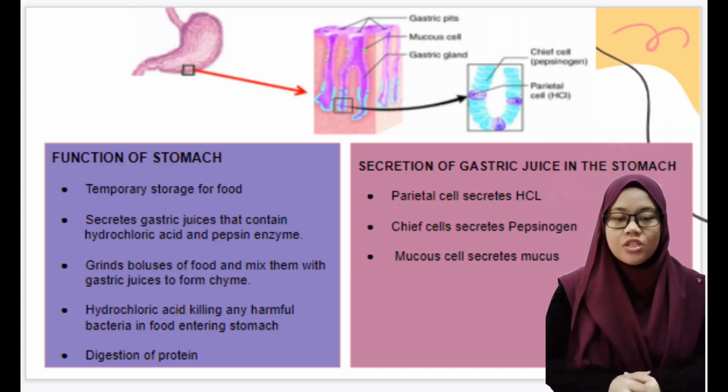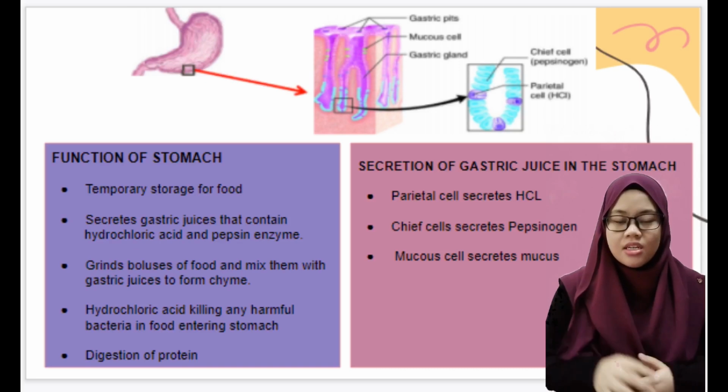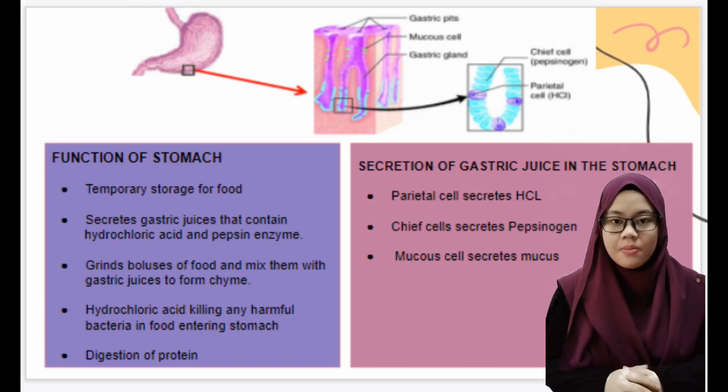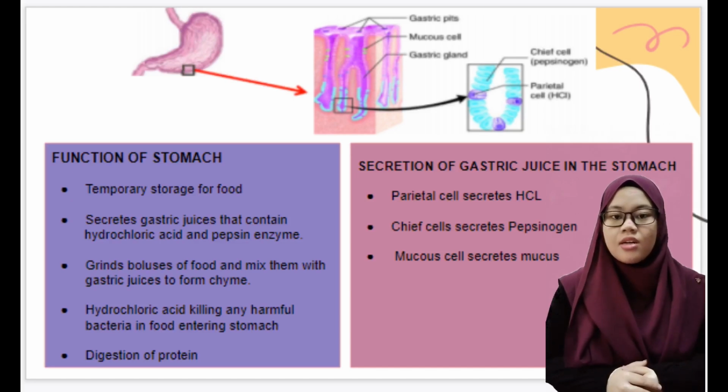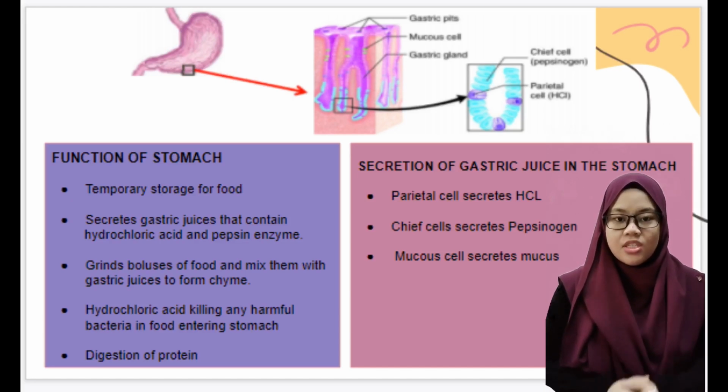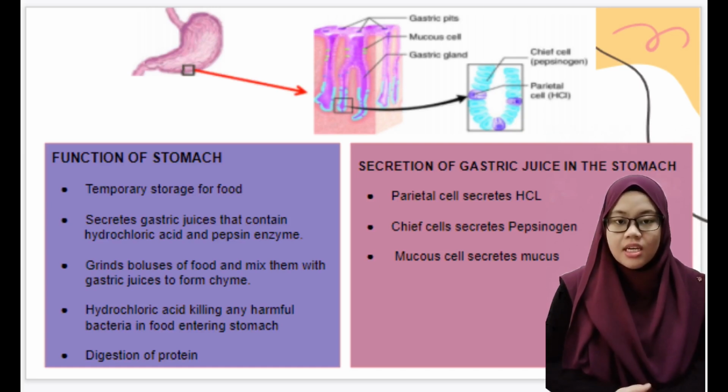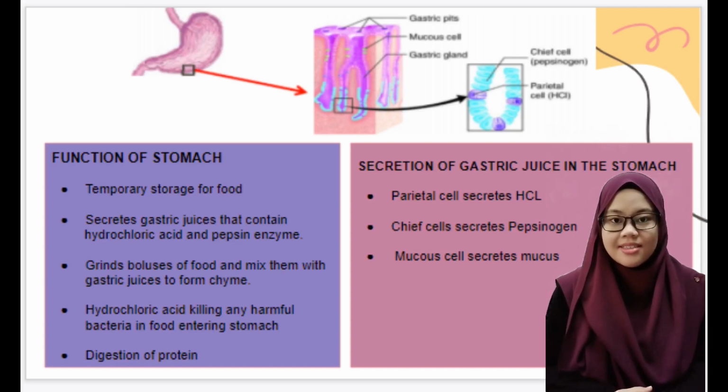The killing of bacteria that accidentally enter in the food also occurs in the stomach with the help of hydrochloric acid. It is because the pH of hydrochloric acid is below 3, where the bacteria cannot live. The last function is the stomach acts as a site of protein digestion, and the pepsin enzyme in the gastric juices breaks down the food proteins into polypeptides.